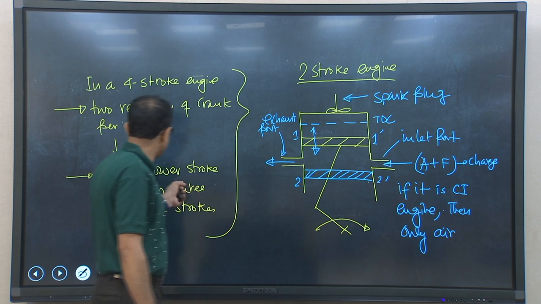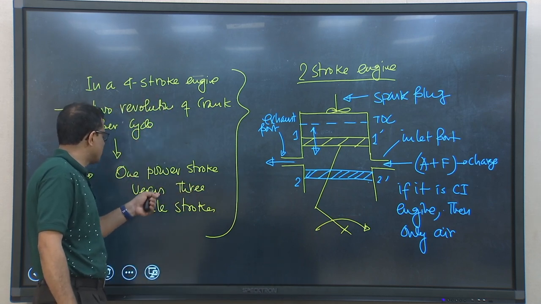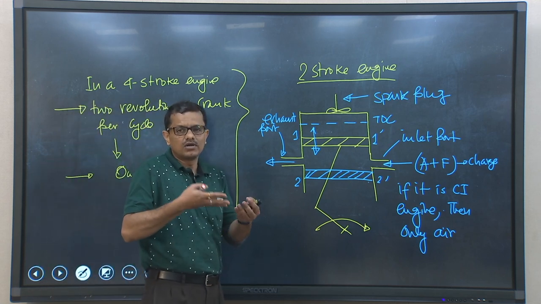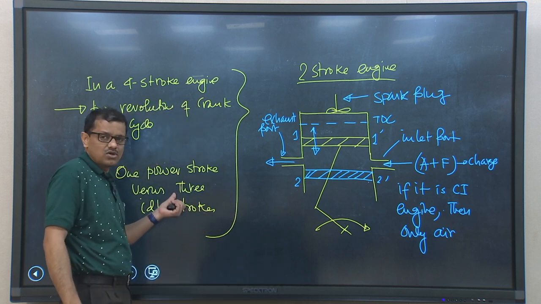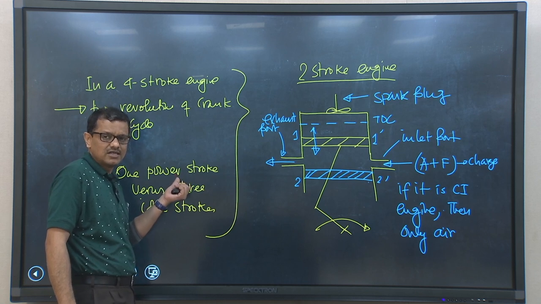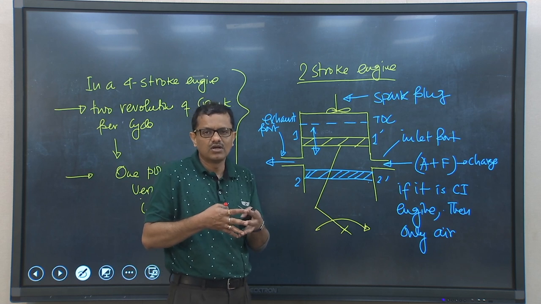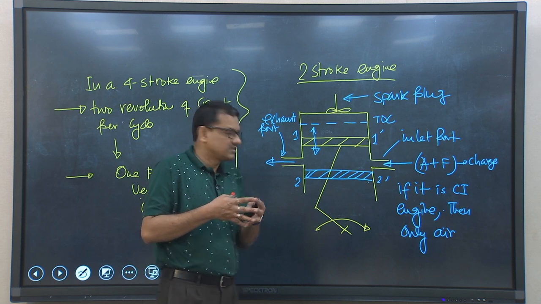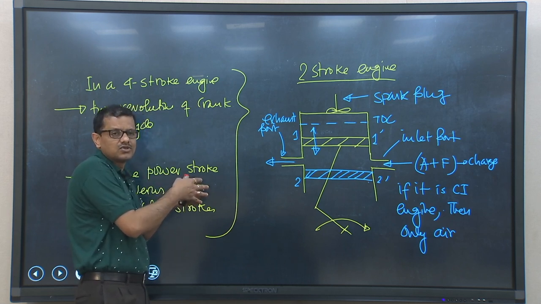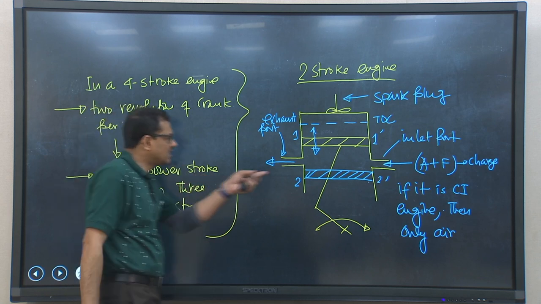In a four stroke engine, there are two revolutions of the crank per cycle and one power stroke, so the engine is getting sufficient time to cool down. Here we have three idle strokes for one power stroke, so the power produced inside the cylinder will definitely increase the temperature of different parts of the engine. Since there are three other idle strokes, the engine gets enough time to cool down, but here that is not the case.